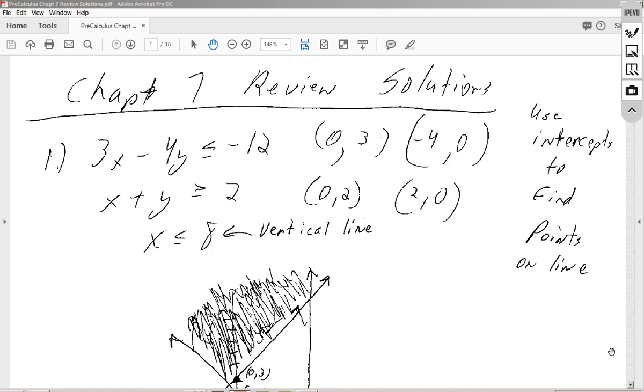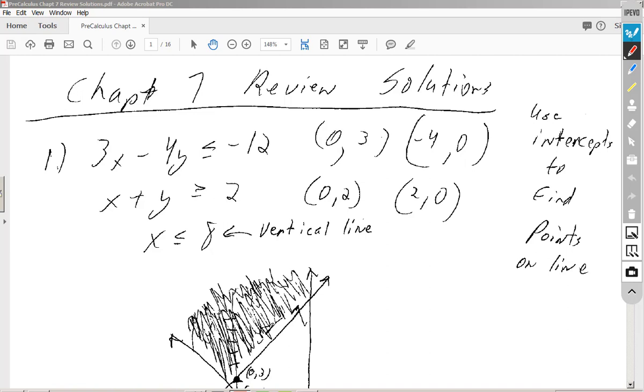Okay, on number 1, it says to graph the inequalities, shade the region representing the solution of the systems. You're going to notice we've got 3x minus 4y is less than or equal to negative 12, x plus y is greater than or equal to 2, and x is less than or equal to 8. So we're going to go ahead and graph these, each one separately.